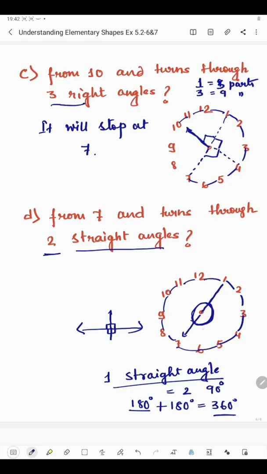That means wherever you start, there only it will stop. If it starts at 6, then it will stop at 6, if it completes one complete revolution, meaning 2 straight angles, because 2 straight angles means 180, 180, 360 degrees. Okay. So we will write it will stop at 7. Okay. So this was all about question number 7.